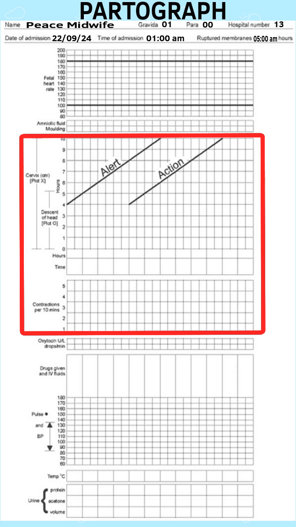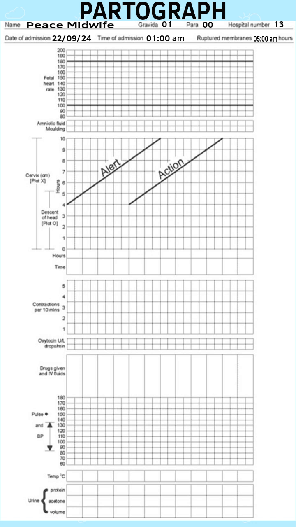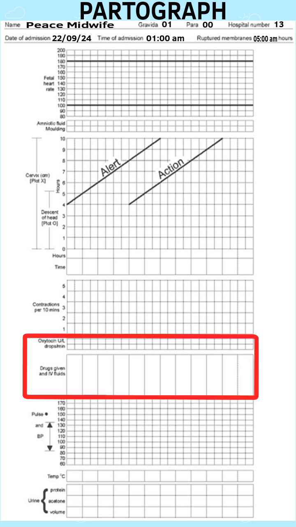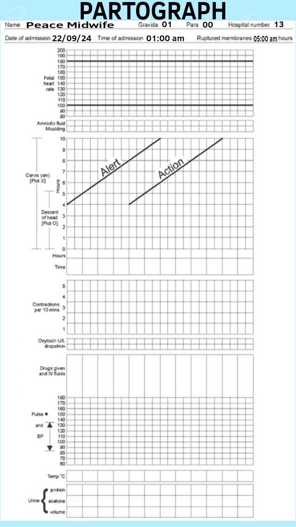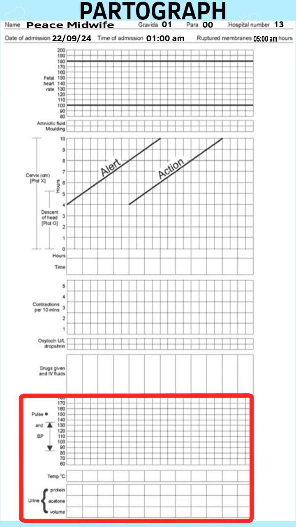Under this, we record the cervical dilatation, the descent, and the contractions. The fourth component of the Partograph is medications. This is where we record drugs given, including oxytocin and fluids. The fifth component is maternal well-being. This is where we record the blood pressure, the pulse, temperature, and urine analysis.